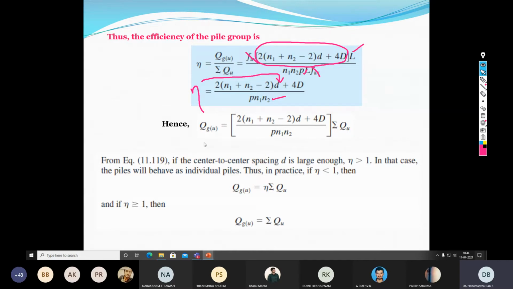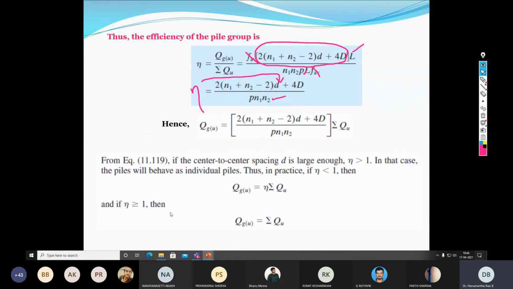If the center to center spacing D is large enough, then the efficiency can be greater than 1. In that case, the piles will behave as individual piles. Thus in practice, if eta is less than 1, then the pile group capacity is eta multiplied by the pile capacity of the individual pile multiplied by the summation. And if eta is greater than or equal to 1, then the pile group capacity is the summation of all the piles.